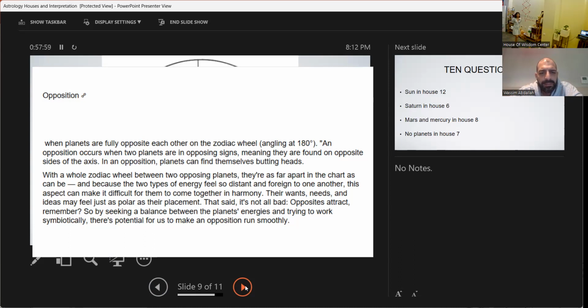Now, this is an important thing to understand, because when and if someone does ask you for a compatibility chart, you're putting the two natal charts on top of each other and looking for oppositions. It's as simple as that.